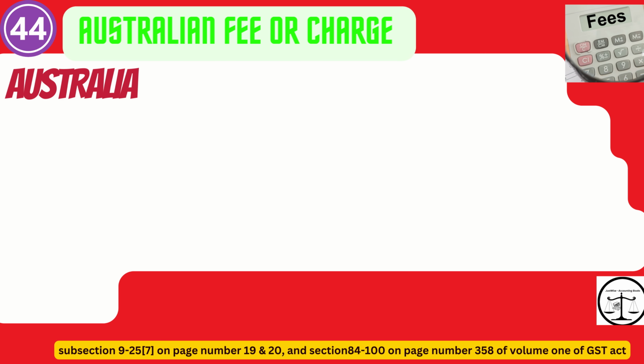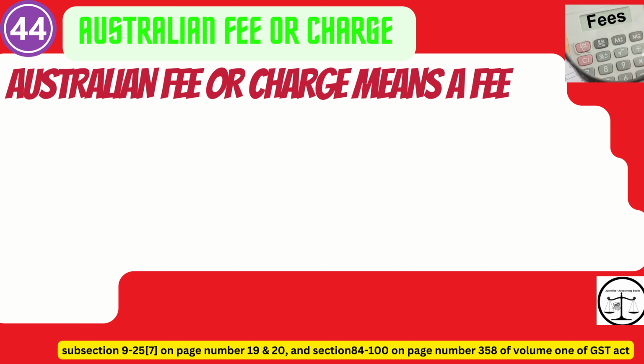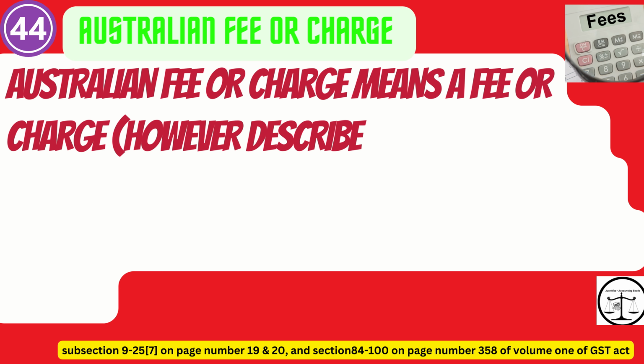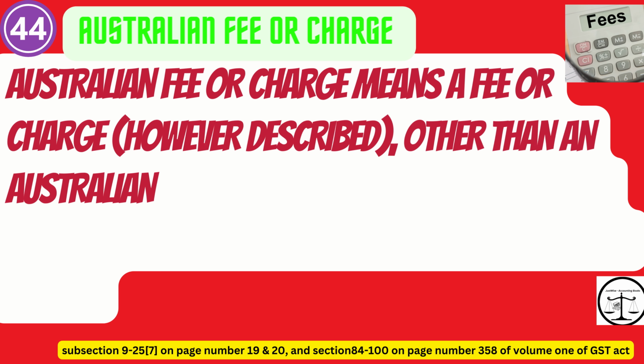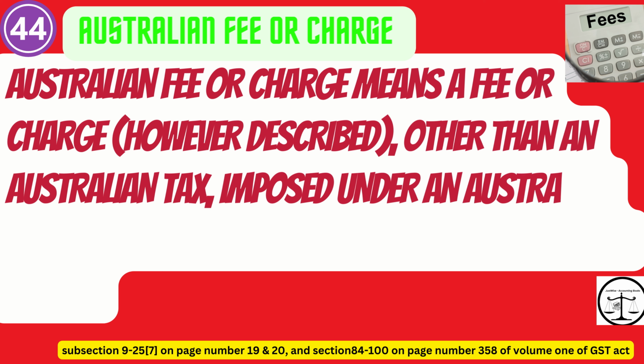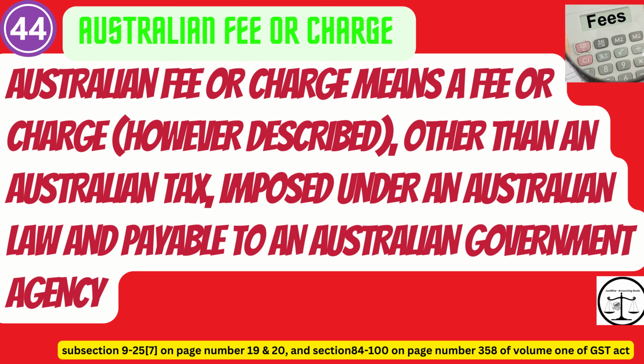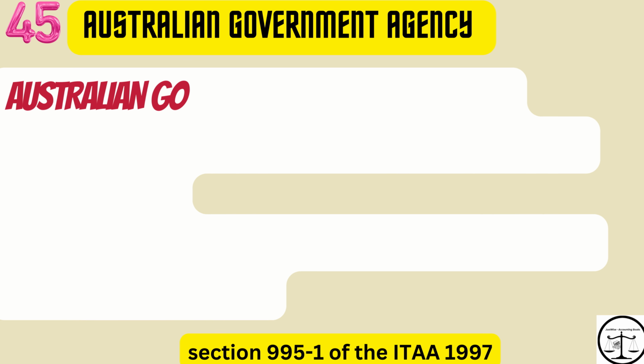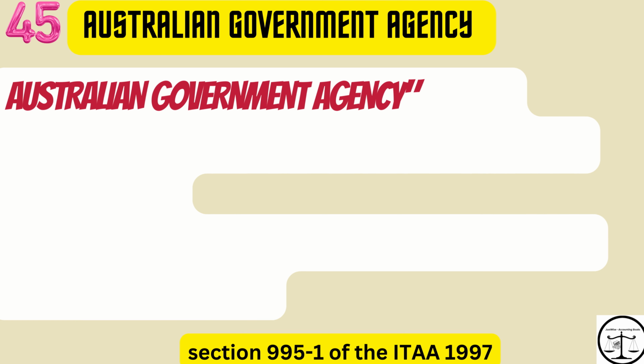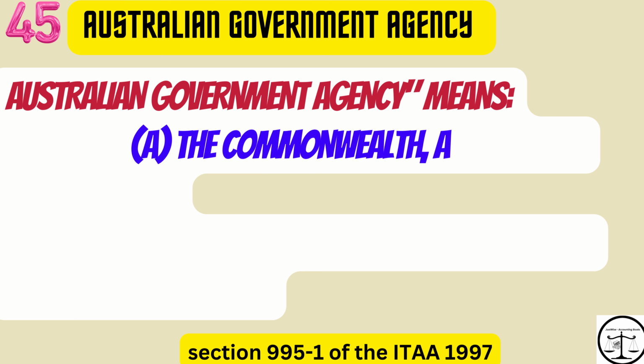Word number 44. Australian fee or charge means a fee or charge, however described, other than an Australian tax, imposed under an Australian law and payable to an Australian government agency. Word 45. Australian government agency has the meaning given by section 995-1 of the ITAA 1997.